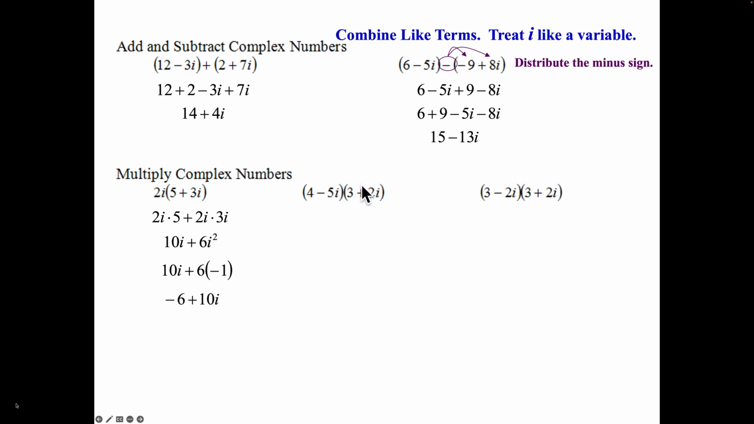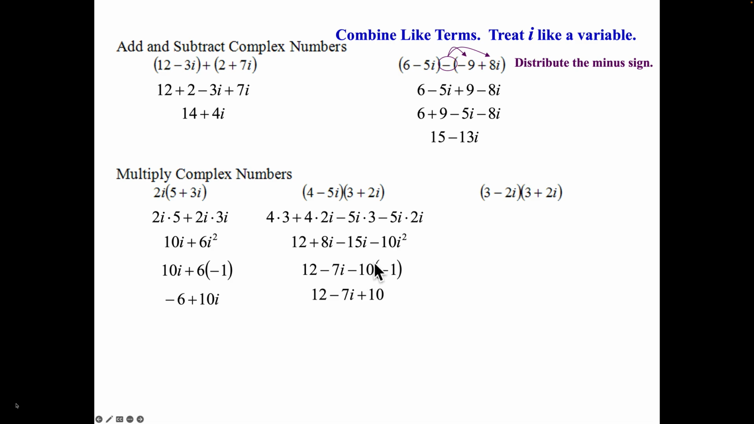If I have a complex number times a complex number, you FOIL this out. 4 times 3, 4 times positive 2i. Negative 5i times 3, negative 5i times 2i. You'll get a 12, an 8i, a minus 15i, and a minus 10i squared. Oops, wait again, just like over here, i squared becomes negative 1, which will make my minus 10 into a plus 10. And then I can combine that with the 12. And as you see, my 8i minus 15i I already combined to get minus 7i. So finally, the 12 plus 10 is a 22 minus 7i.